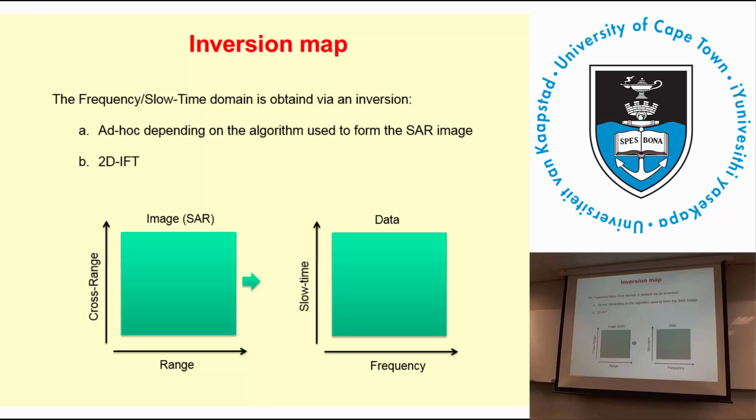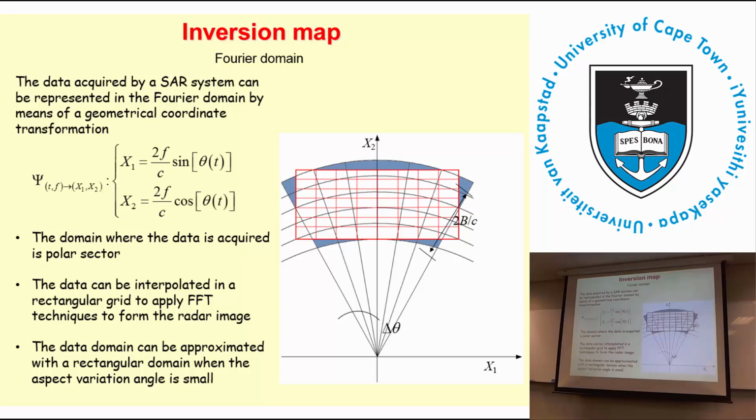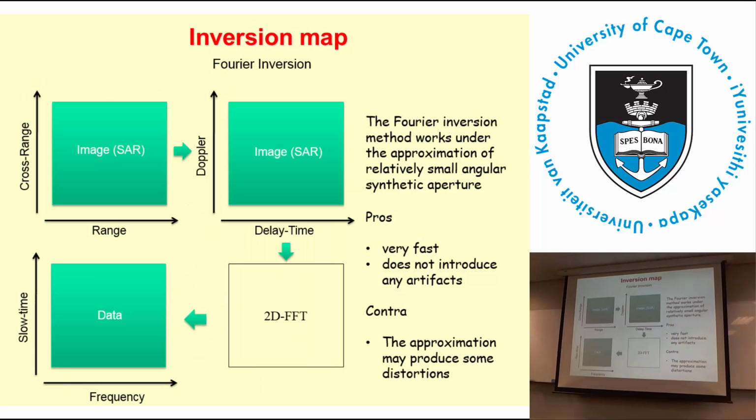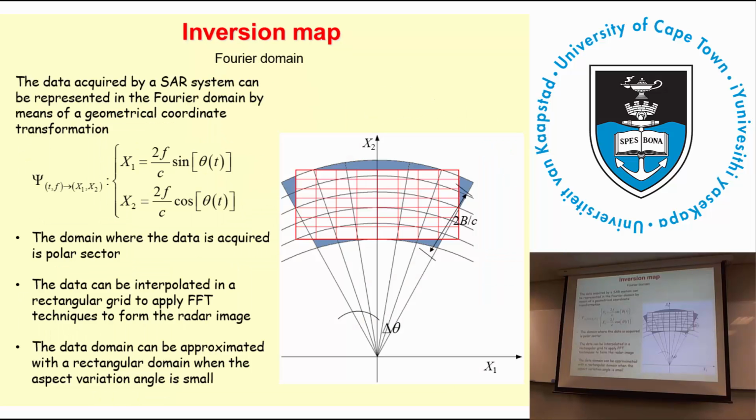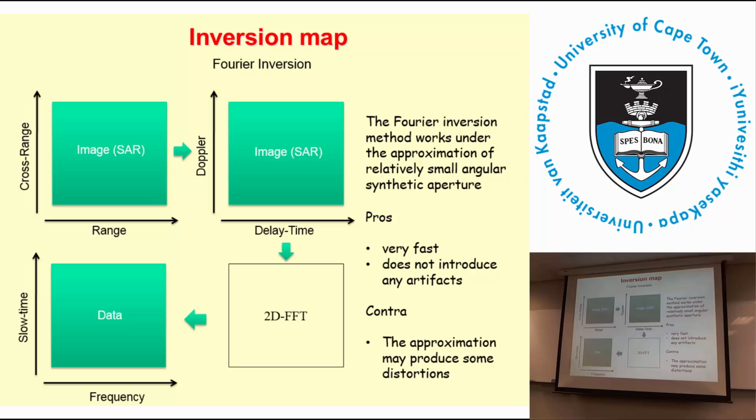To go from here to here, we have to assume somehow that we know which algorithm has been used to form this image here. Because then we can invert it, based on the algorithm that has been used, right? Polar format, omega k, whatever, we can invert it. There's not all the details here.